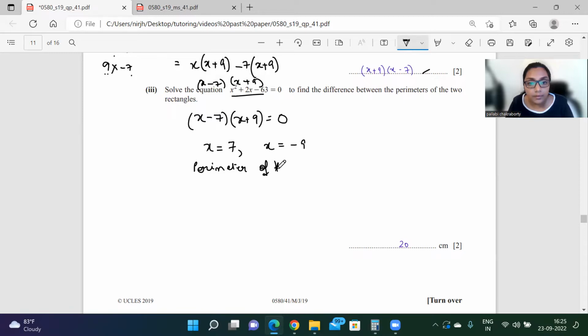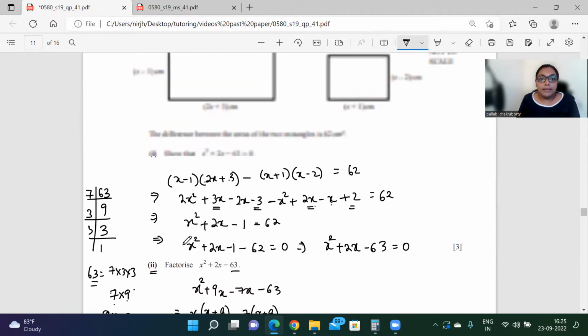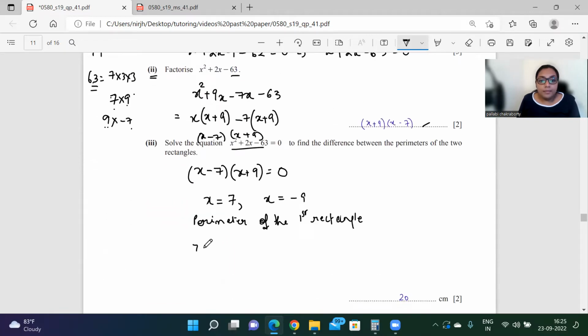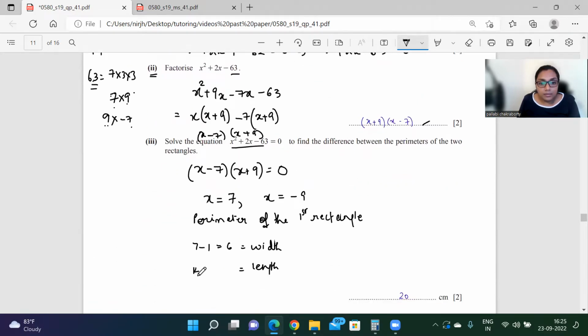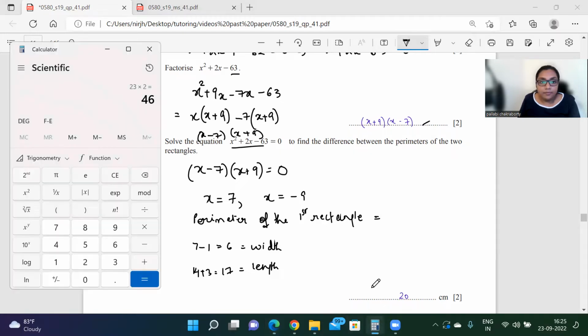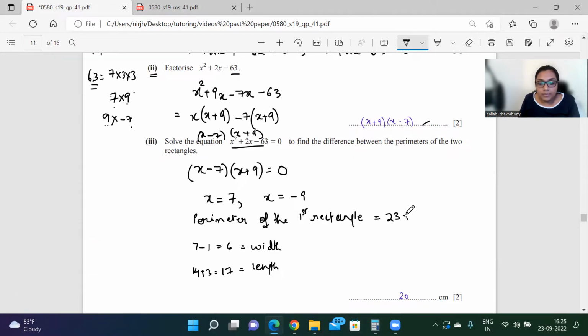of the first rectangle, how do you find that? You will write it like this. 7 minus 1, which is 6. Width. And length is how much? Length is 2 into 7. 14 plus 3, which is 17. So the perimeter of the first rectangle will be 46, which is 23 times 2, which is 46.